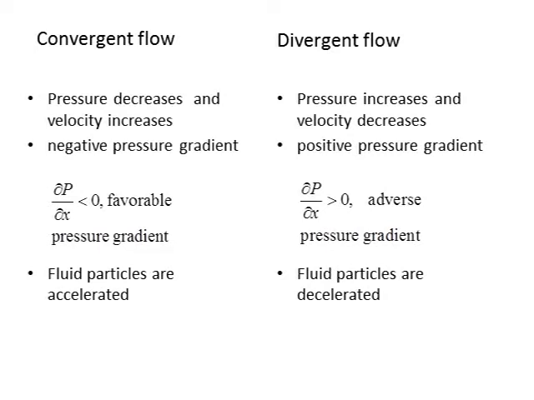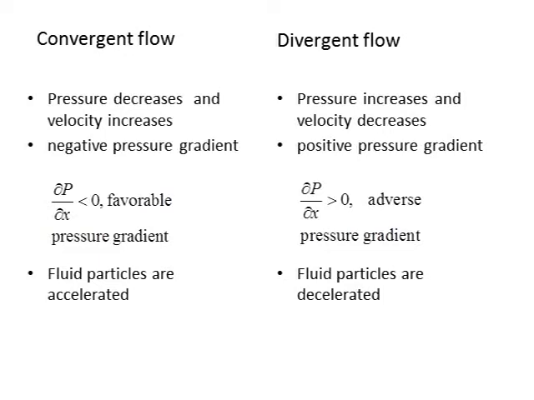Convergent flow, divergent flow. Initially pressure decreases and velocity increases in the convergent flow. In divergent flow, pressure increases and velocity decreases. Second important point: here we have a negative pressure gradient because P1 is less than P2. In the second case, positive pressure gradient because P2 is greater than P1.